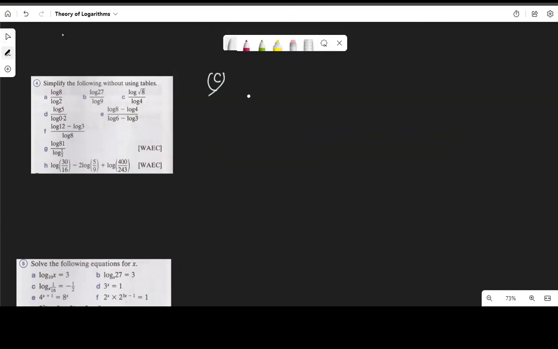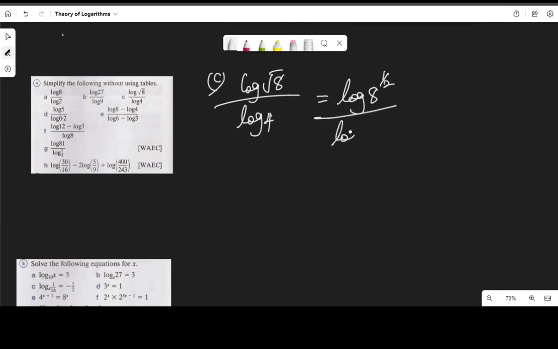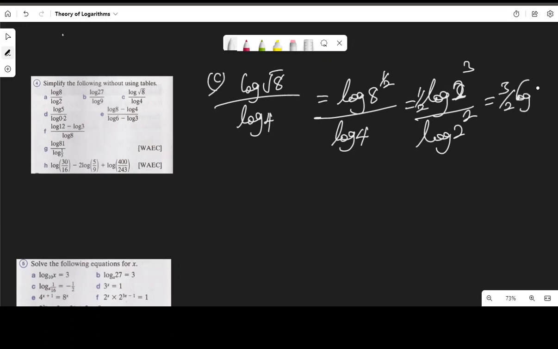C, we have log square root of 8 over log 4. This you can write as log 8 to the power of half over log 4, and 8 to the power of half again, I can write that as half log 8. I will write 8 as 2 to the power of 3, and 4 as 2 to the power of 2. Now this 3 multiplied by half is 3 over 2 log 2, over 2 log 2.